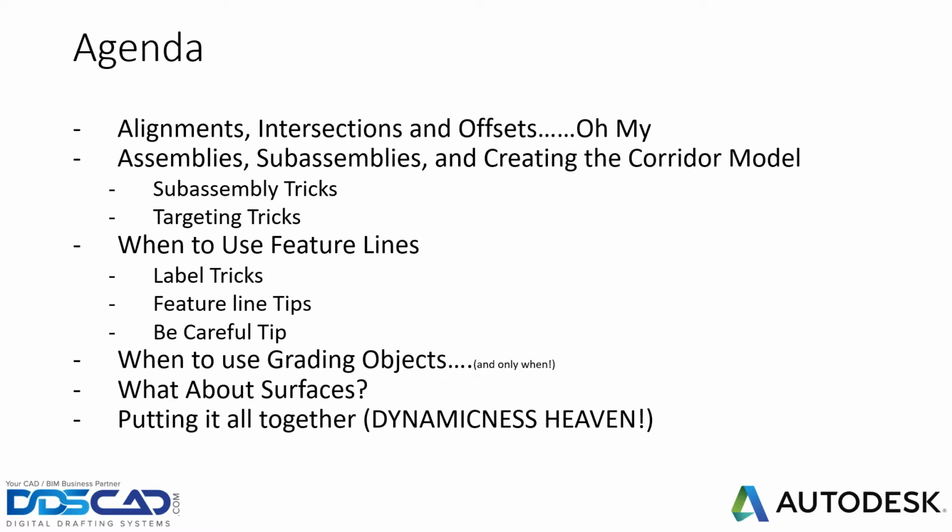When to use feature lines, some tricks with labels, some feature line tips, and a be careful tip or two that I found really was a zinger that actually caused about 3 extra hours of work. When to use grading objects, and only when. We'll talk about surfaces, and then we'll put it all together and talk about dynamic-ness heaven, because that's obviously the key to doing all this.